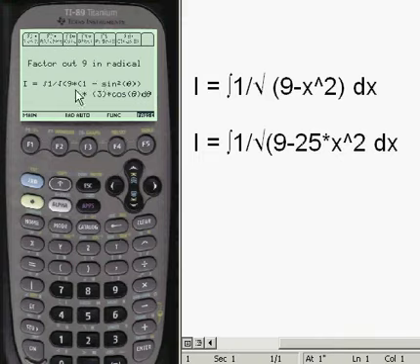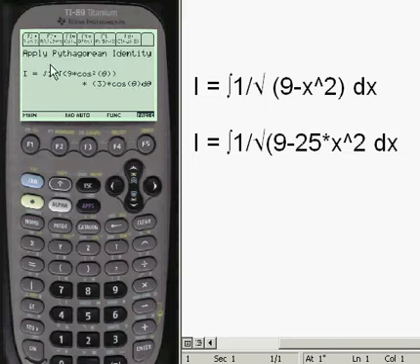We factor out 9 from the radical: 9 times (1 minus sine squared of theta). And that allows us to use the Pythagorean identity. 1 minus sine squared of theta is equal to cosine squared of theta. So we substitute that in here. Still have dx there. And then we take the square root of that, which is 3 times cosine of theta, right?